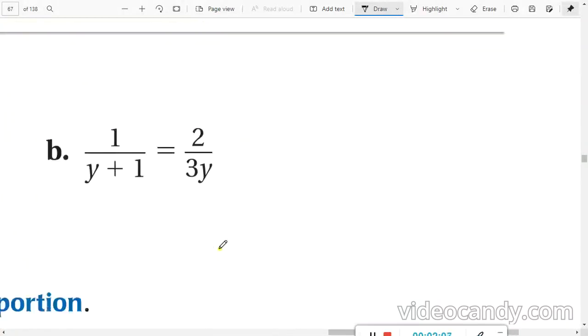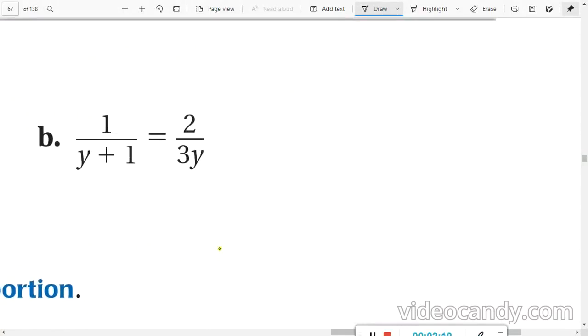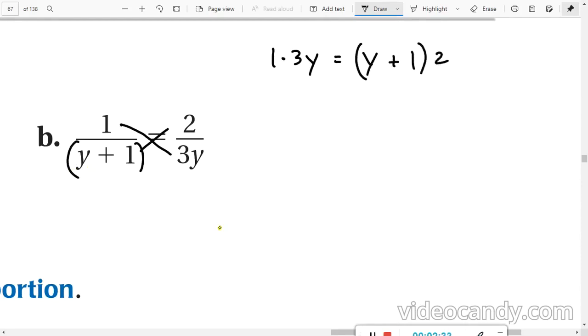And part B, a little more work, but still the same thing. Okay, top times bottom is going to be 1 times 3y. Bottom times top, make sure you take the entire denominator. Okay, that's going to be y plus 1 times 2. All right, you have to use parentheses. All right, 1 times 3y, of course, is just 3y. On the right-hand side, you have to distribute. 2 times 1 is 2. 2 times y is positive 2y.